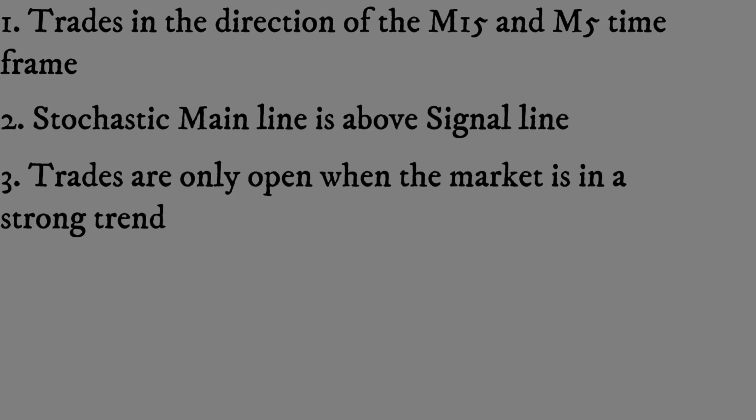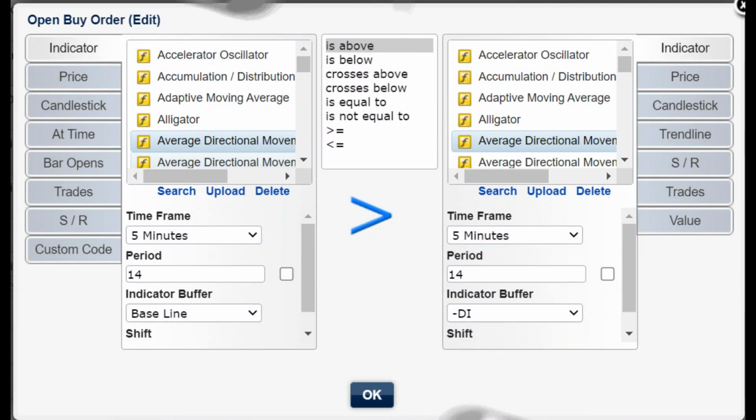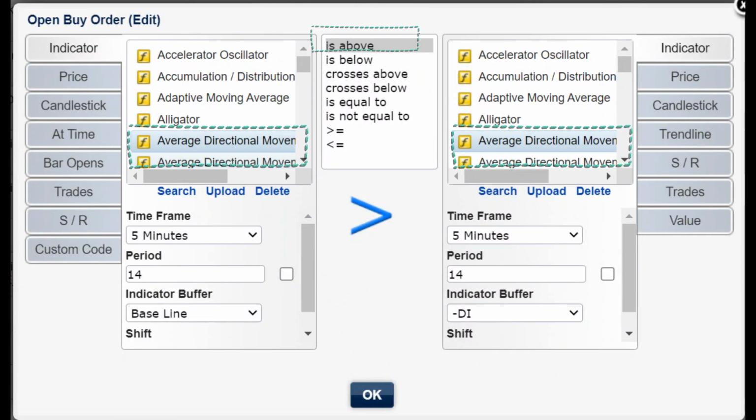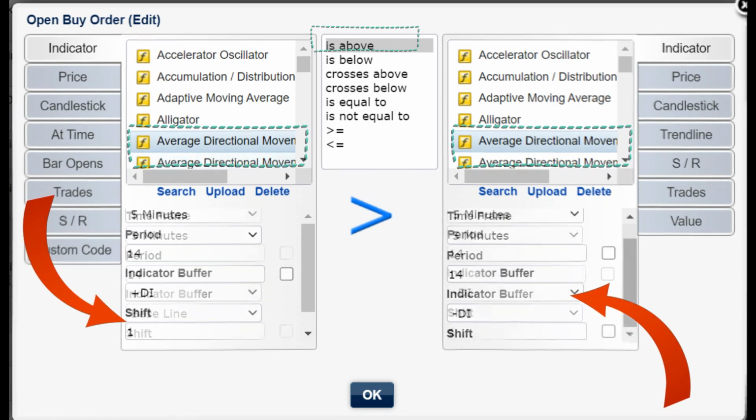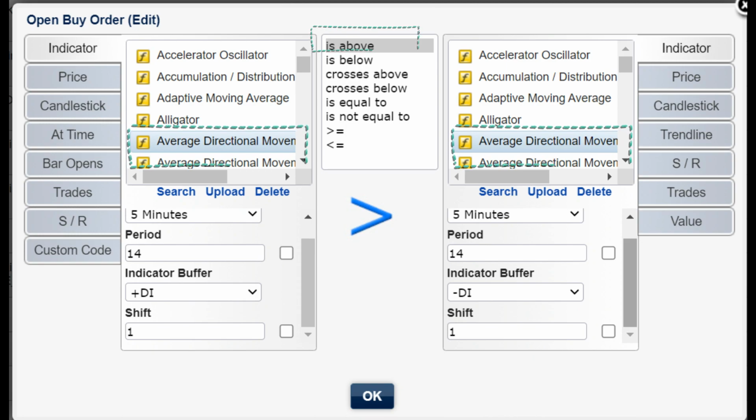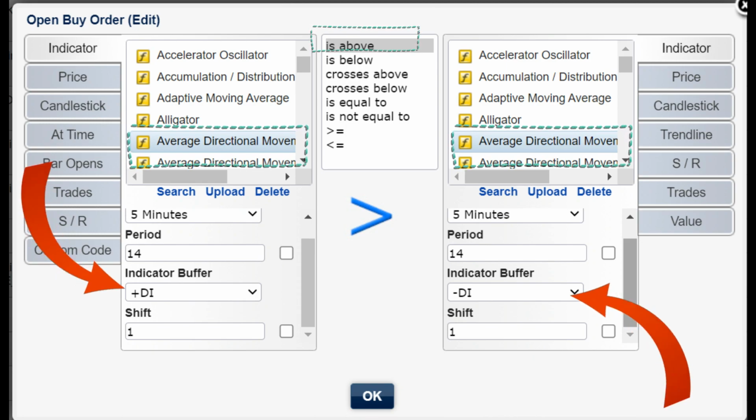The fourth function relies on the average directional index, ADX for short. To get the function of trading only when the ADX is in an uptrend, we are going to create 2 buy conditions. The first one would be the main line being above the minus line. The second is the ADX plus line being above the ADX minus line.